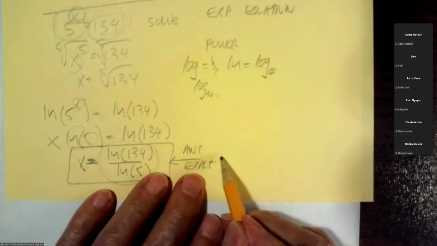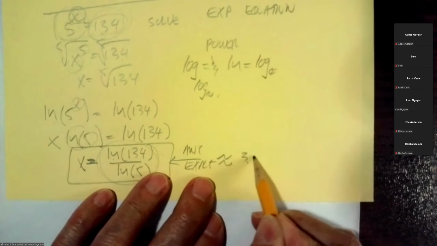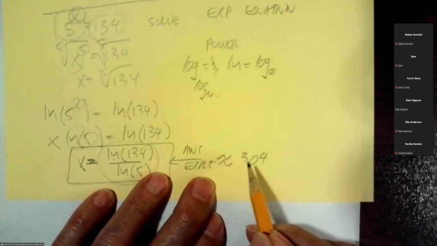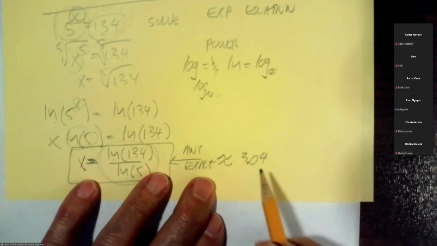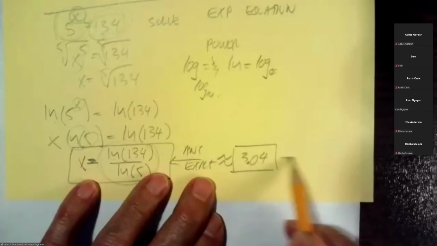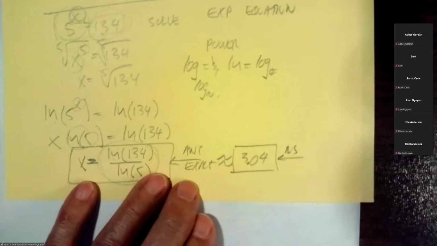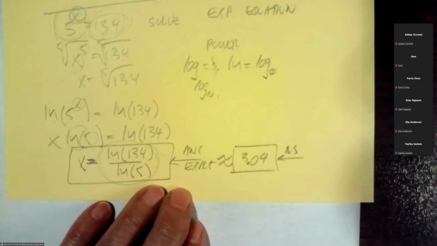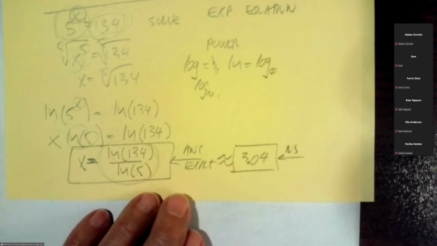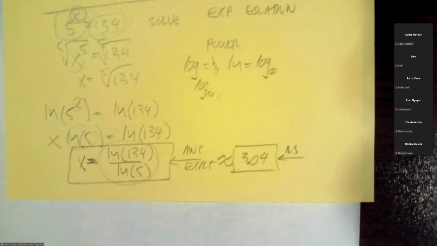Is it 3.043? 3.04. And if you're asked to round it to 2 decimals, it's just 3.04, isn't it? Yeah. Okay. Everybody okay with that? Everybody agree? Questions on what we did there? Okay.